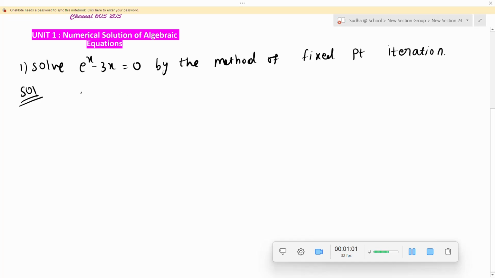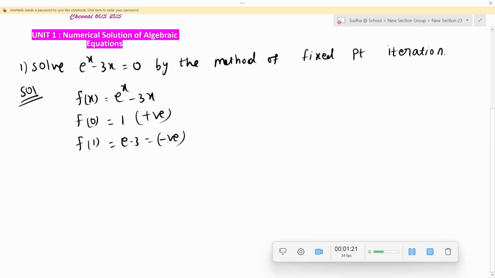So the given equation f of x equal to e power x minus 3x. Instead of x, we substitute 0, then we get 1, which is positive. Instead of x, we substitute 1, then we get negative. So when substituting x equal to 0, you get positive. Next, when substituting x equal to 1, we get negative. Therefore, a root lies between 0 and 1.